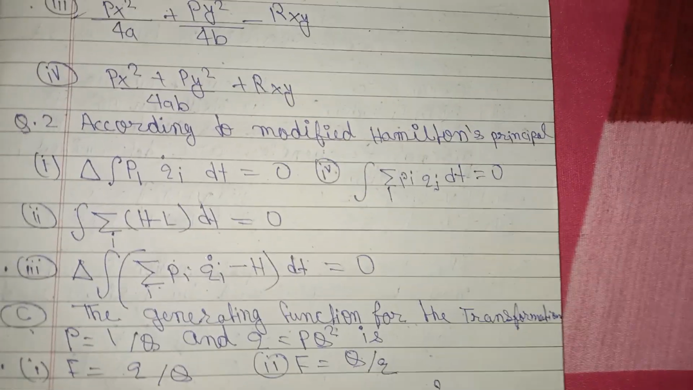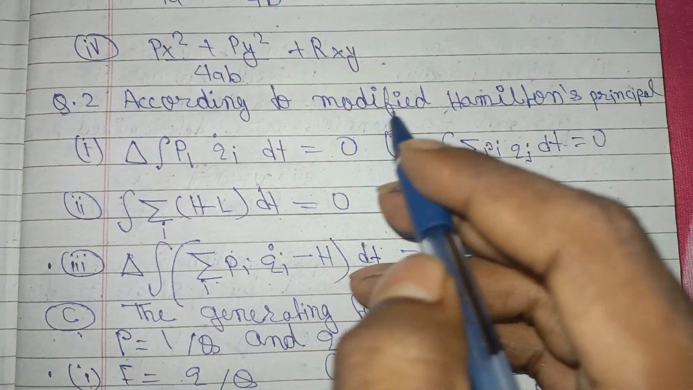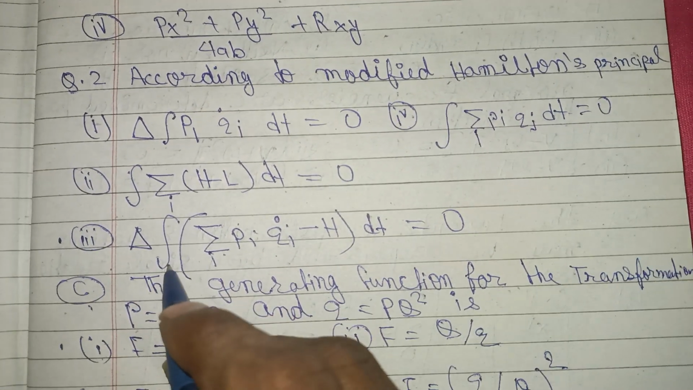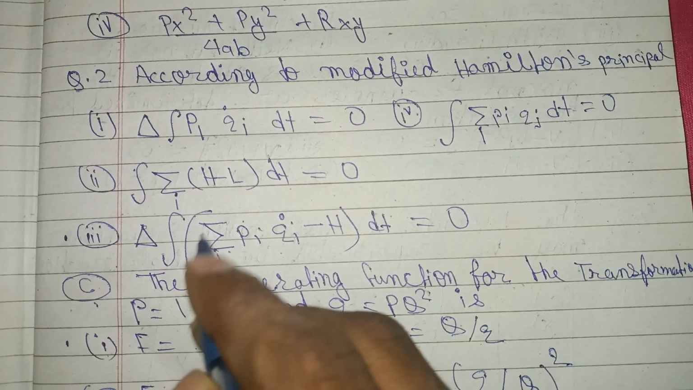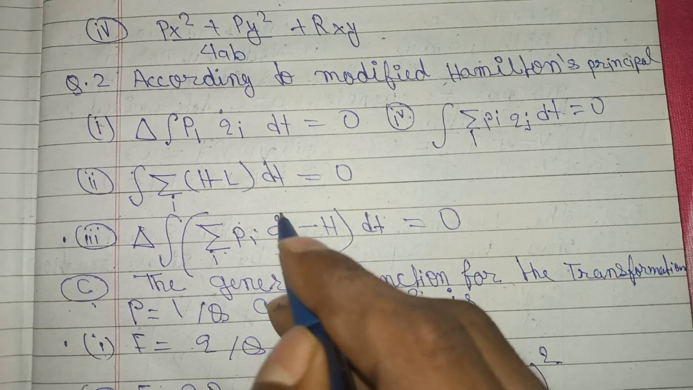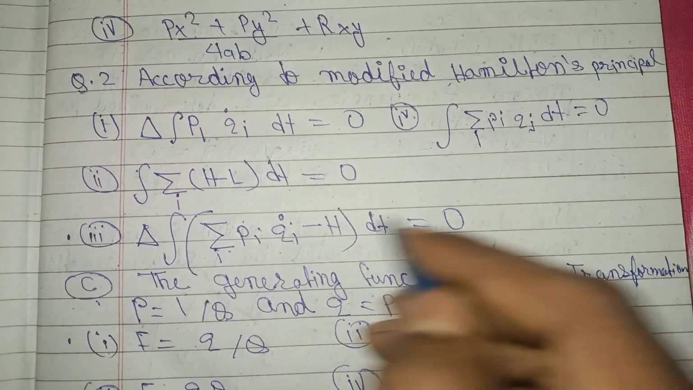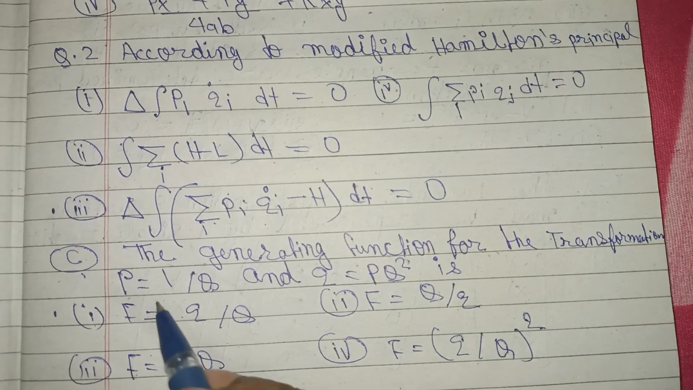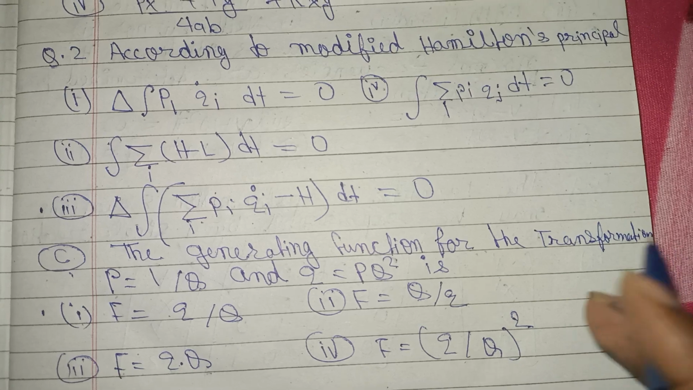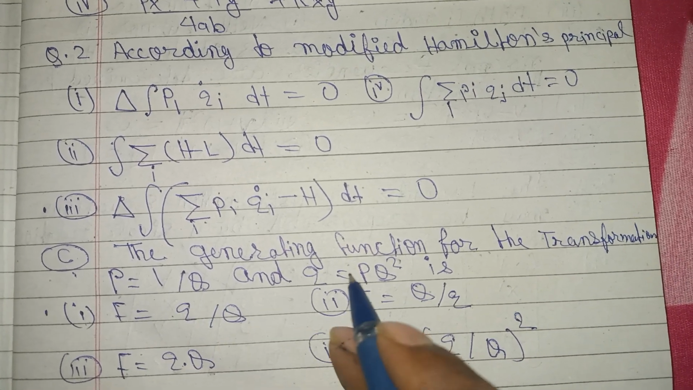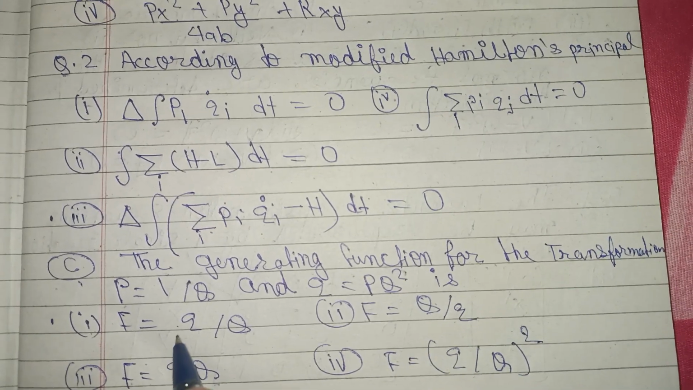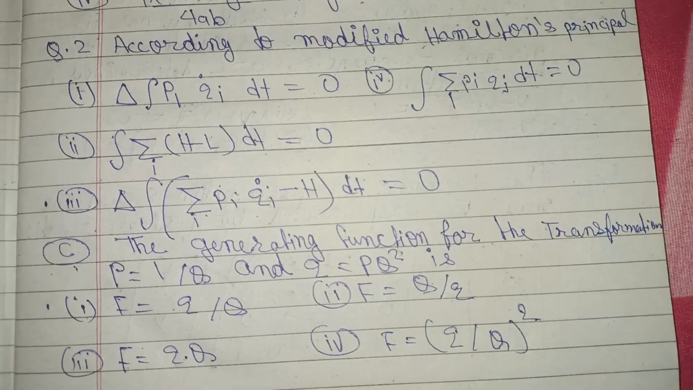And question number 2, according to modified Hamilton's principle, delta integration of summation i equal to pi qi dot minus H dt is correct. So question number 3, the generating function for the transformations p equal to 1 by q and q equal to pq square is, so F equal to small q by capital Q.